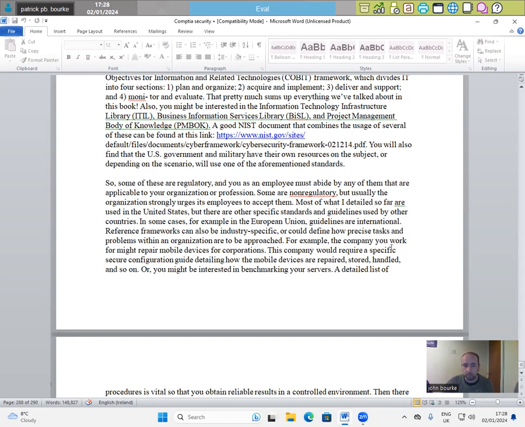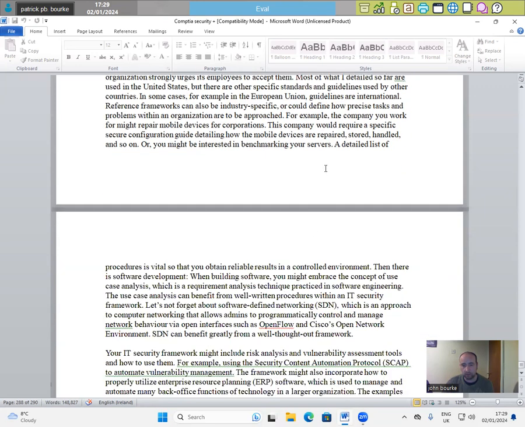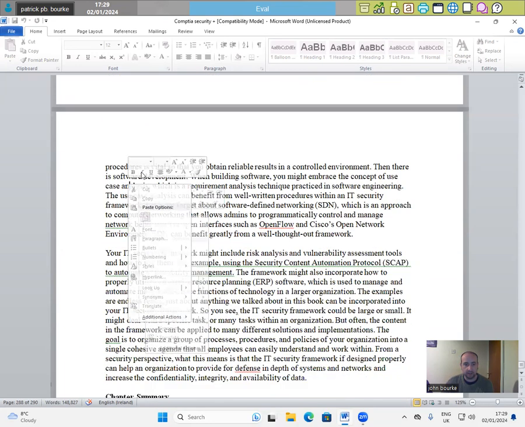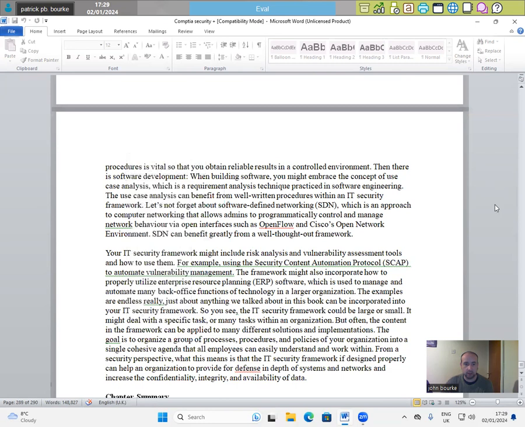For example, the company you work for might repair mobile devices for corporations. This company would require a specific secure configuration guide detailing how the mobile devices are repaired, stored, handled, and so on. Or you might be interested in benchmarking your servers. A detailed list of procedures is vital so that you can obtain reliable results in a controlled environment.